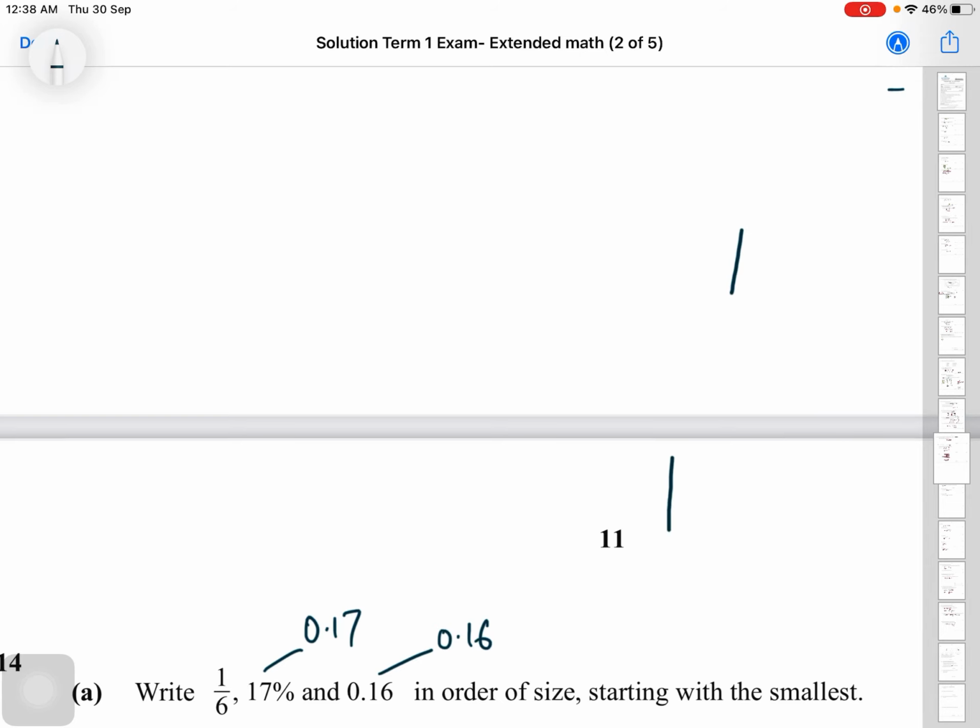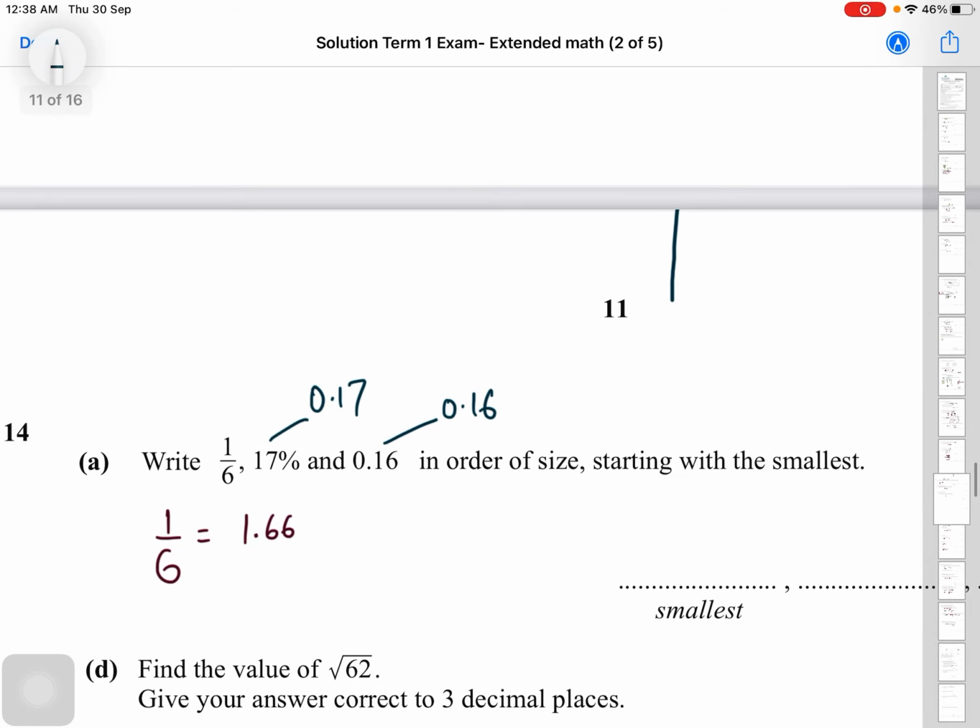If we divide 1 by 6, you will have 0.166. So we have this number, and 0.166. The order is quite clear. This is the smallest, followed by this one, and then 17%. So the smallest will be 0.16. The next one will be 1 by 6, and yet the next one will be 17%. Please write according to the original figures that were given to you.